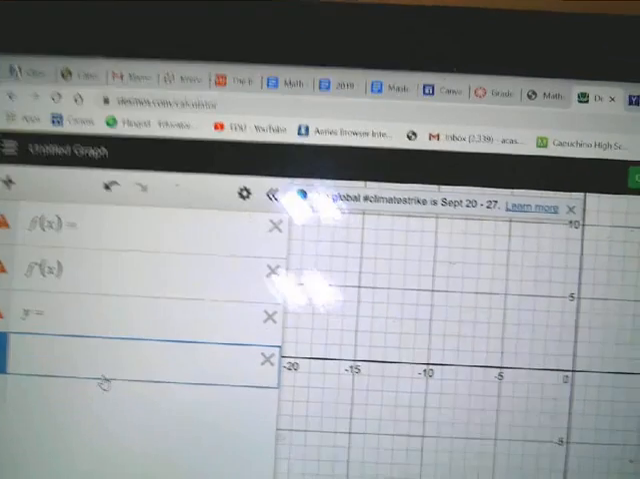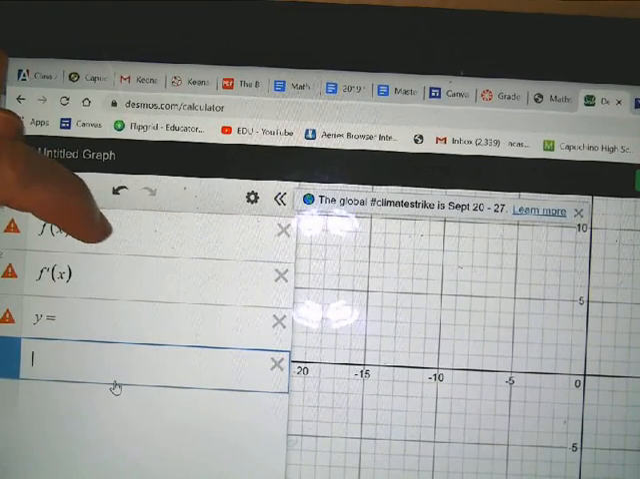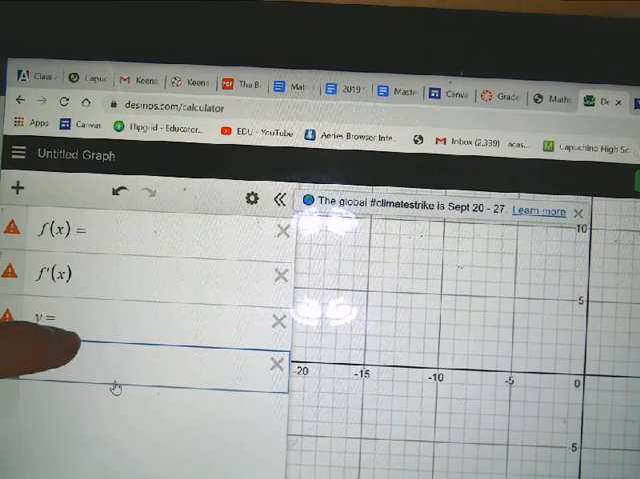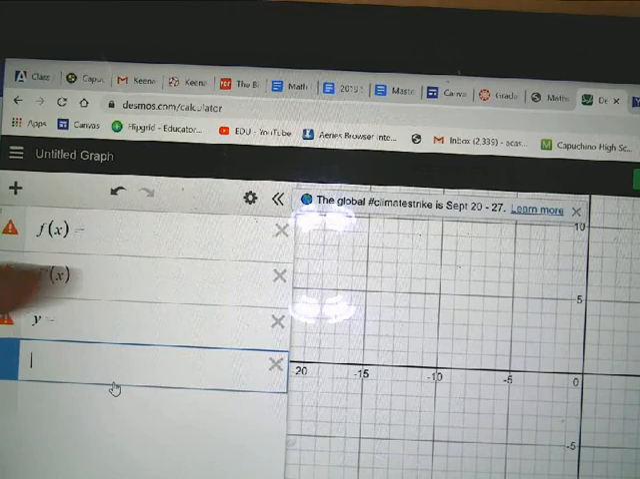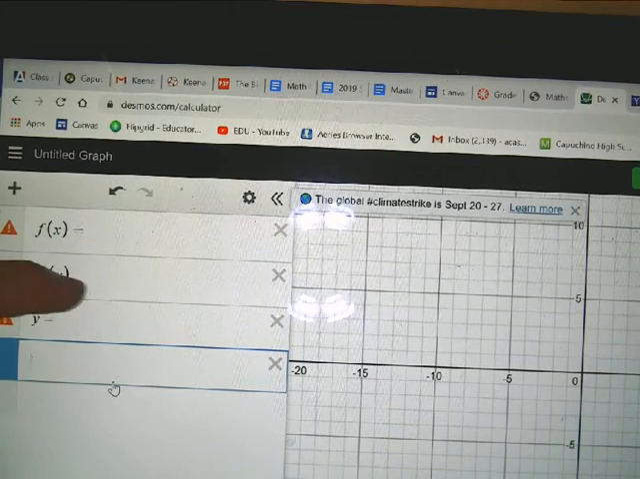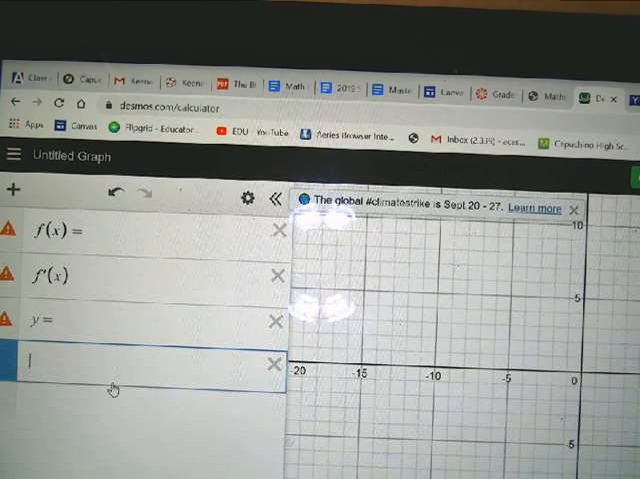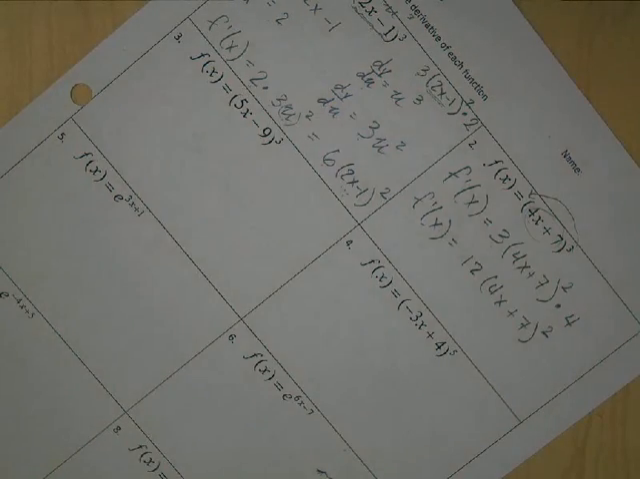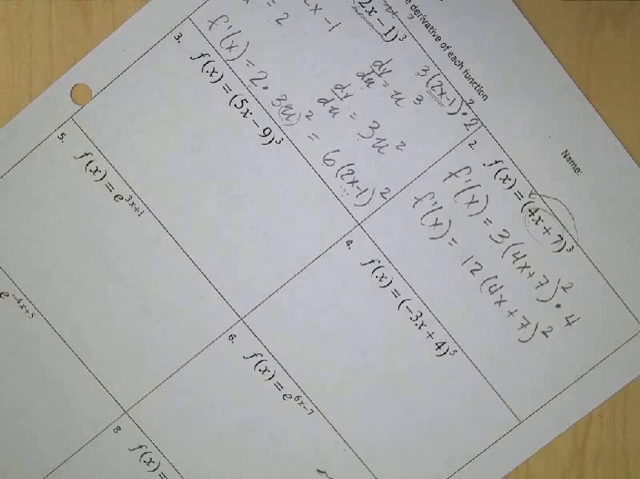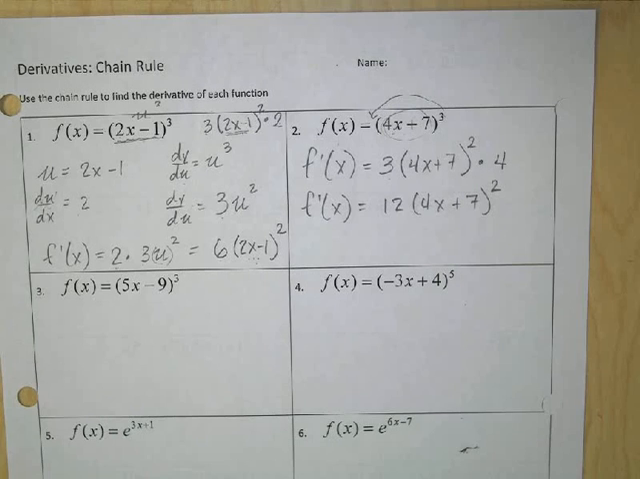So you can put in your original function here, and then on the third line, put in the derivative that you found, and the derivative that Desmos graphs for you should match what you found yourself. Okay, I have no idea if you just saw that, because I have no way of previewing this video while I'm making it. But anyway, you can check yourself by using Desmos.